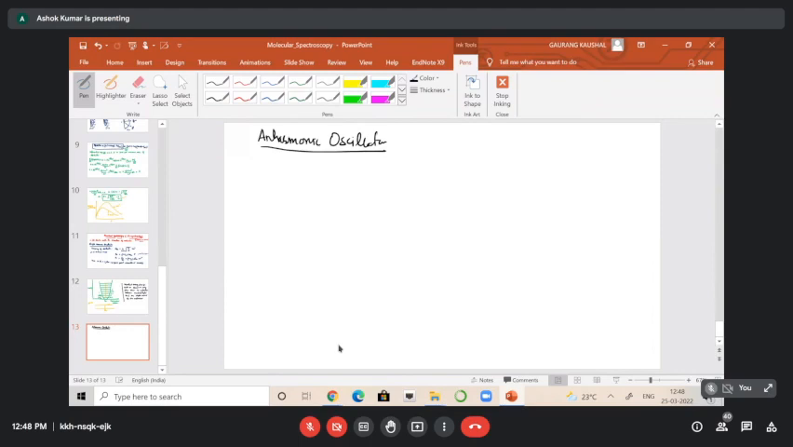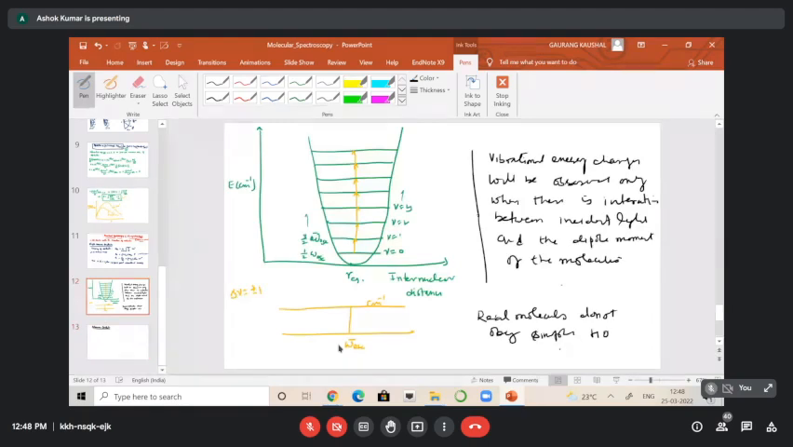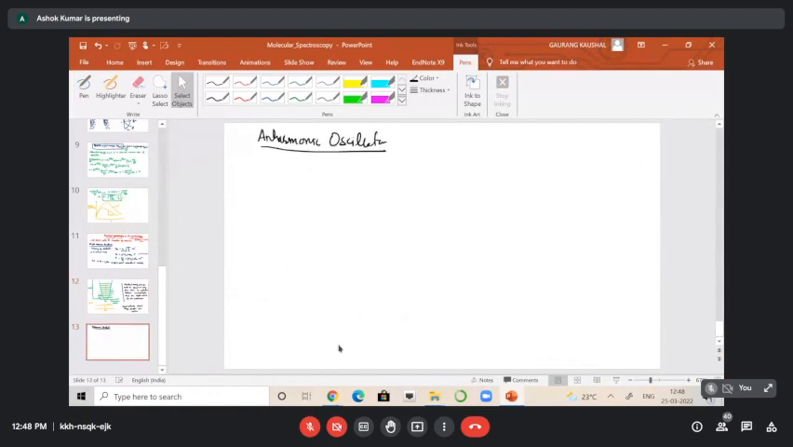So real molecules actually do not obey simple harmonic oscillator motion. Let me just write it here. Real molecules do not obey simple harmonic oscillator motion. So we have to consider an anharmonic oscillator. An anharmonic oscillator is something like that.